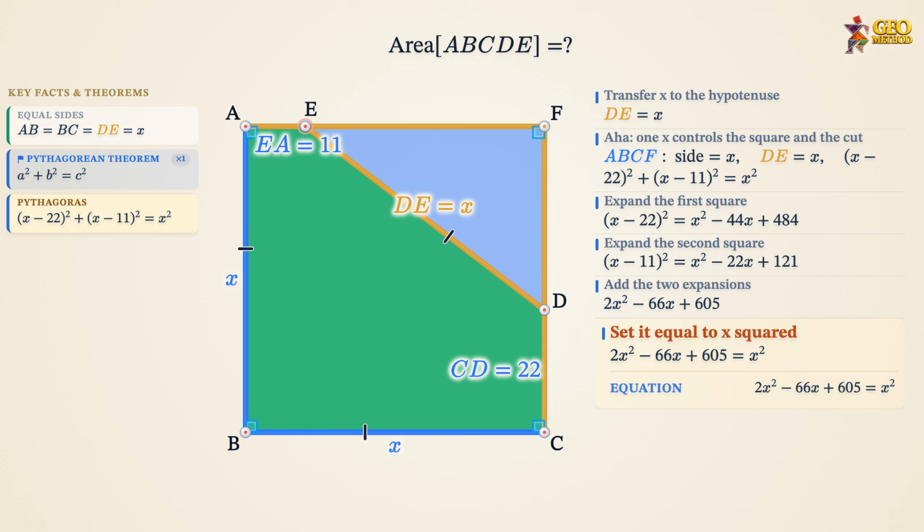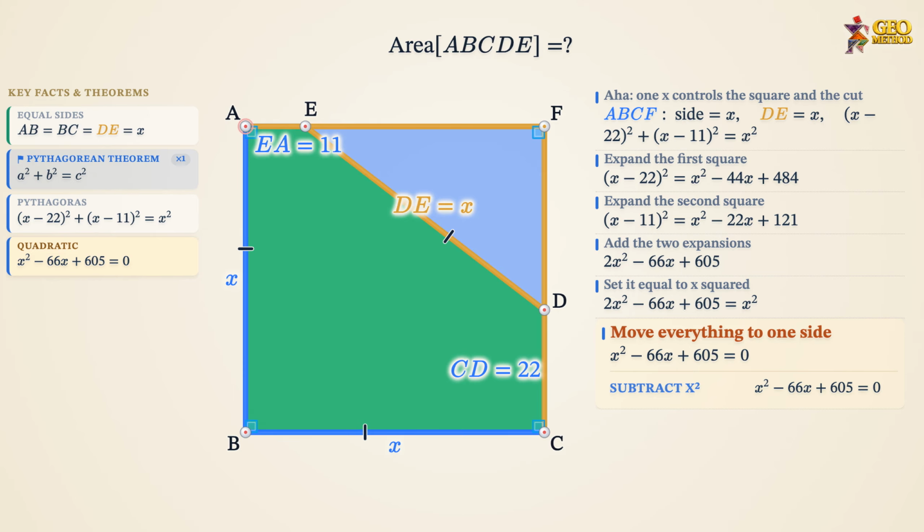Now we tidy this into a standard quadratic. Subtract x squared from both sides. One of the two x squared cancels, leaving x squared minus 66x plus 605 equals 0. A clean quadratic we can factor.